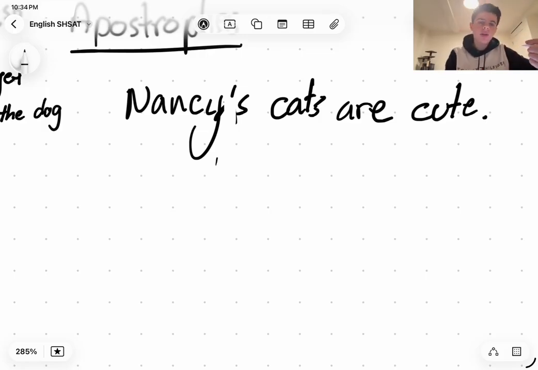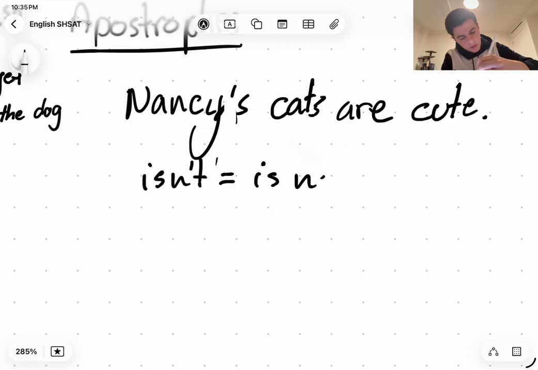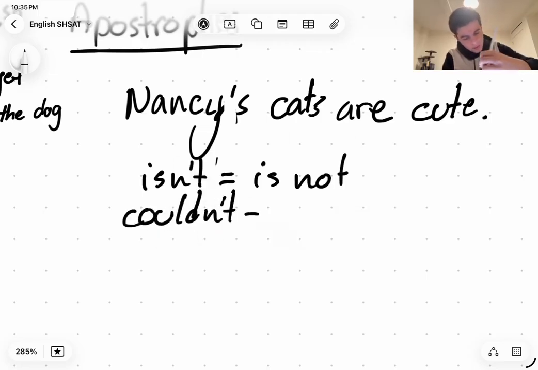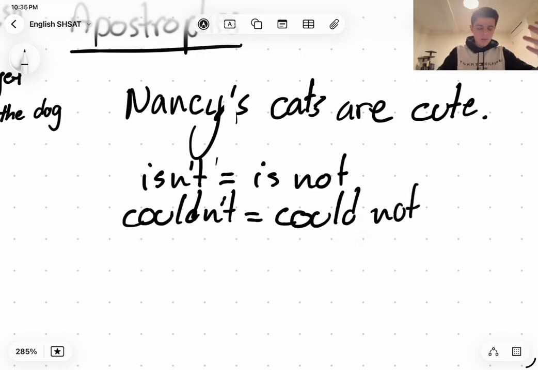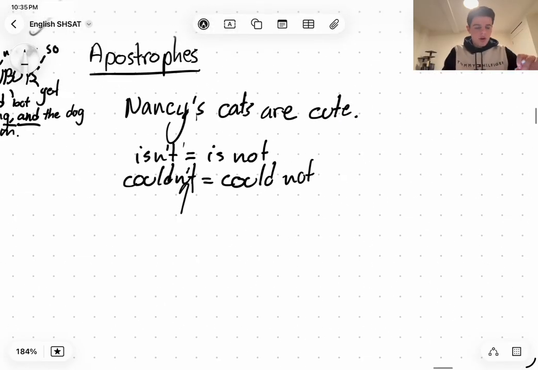Now, the other thing we can use apostrophes for are our special combinations of words. So we can say isn't, right? That is equal to is not, couldn't, for example. That's equal to could not, right? So when we combine two words, like in this way, we use an apostrophe to signal that. So that's all for apostrophes.